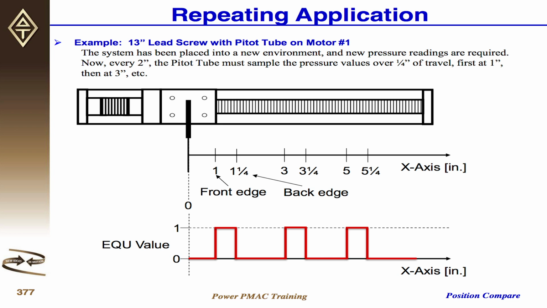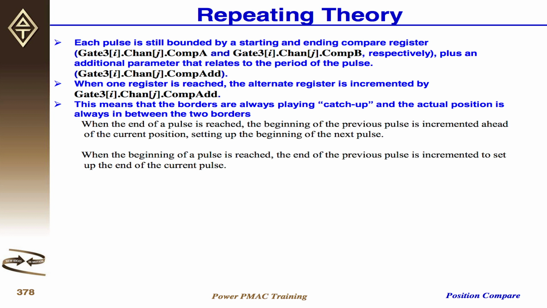So in order to do this, we home our motors first of all, but each pulse will still be bounded by CompA and CompB, using CompAdd to increment the pulses as we travel along. Whenever we reach CompA, CompB will be incremented. And whenever we reach CompB, CompA will get incremented.